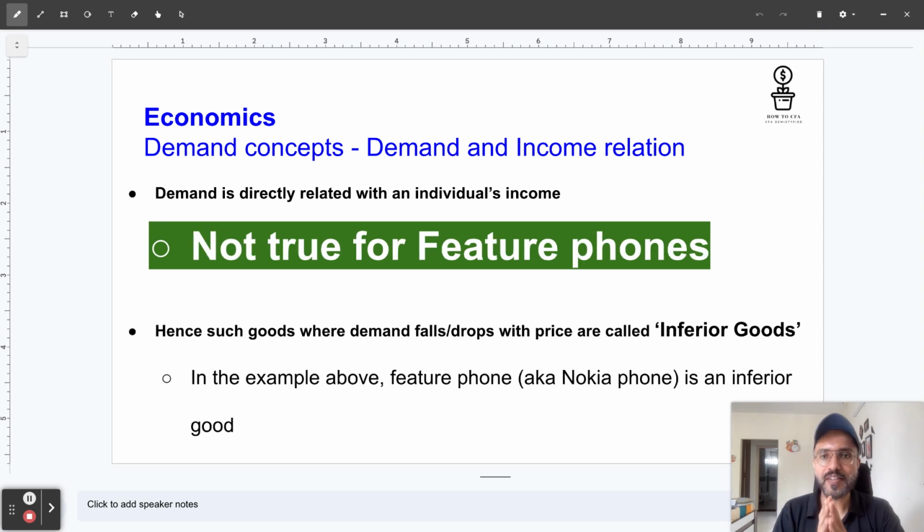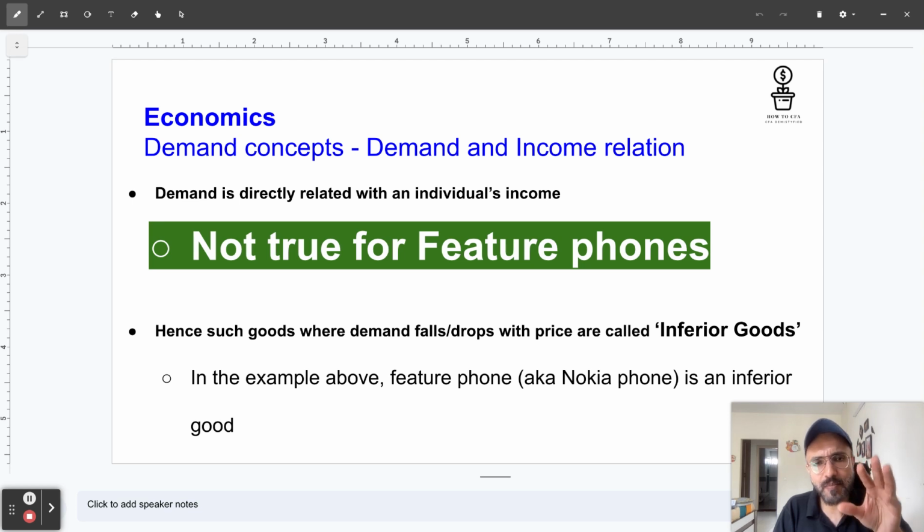So the answer is, say for example, I take an example of a feature phone. Feature phone, have you seen one? Feature phones are those early days Nokia 1100 phones, right? Small phones. They were not smartphones, they were small phones. A large population of India used to carry feature phones. Now, as the income of India or our countrymen keeps increasing, the feature phone demand will keep going down.